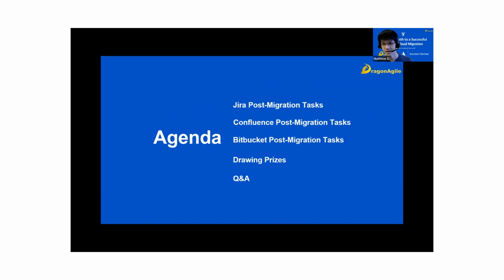So here's today's agenda. We're going to cover post-migration tasks for all 3 products, which are Jira, Confluence, and Bitbucket, in that order. Following this, we'll spin a wheel to see who wins today's prize. And at the very end, there will be a chance for a Q&A from the audience. So let's get started with the Jira post-migration tasks.